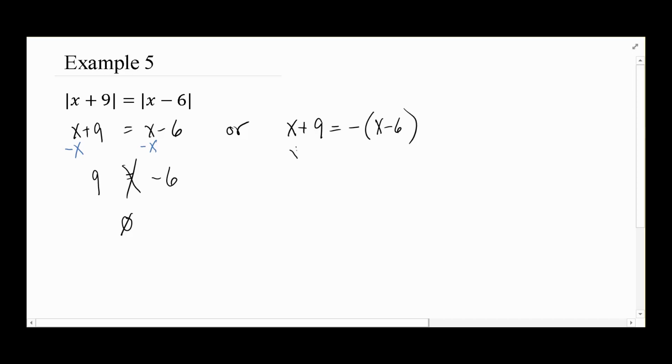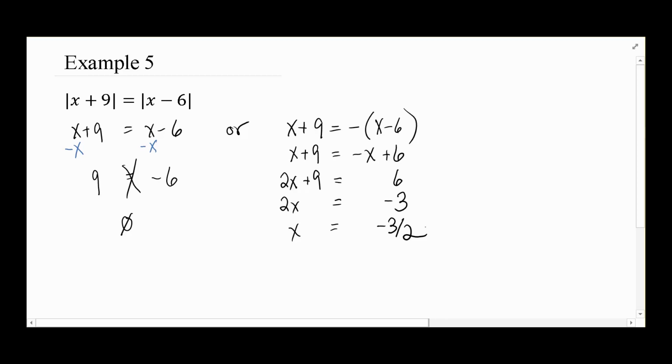Let's solve the one on the right. So let's distribute the negative. Now if I add the x to both sides, I get 2x plus 9 equals 6. Then subtract the 9. Then divide by the 2. I get this answer, x equals negative 3/2.